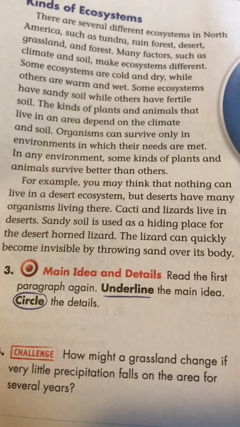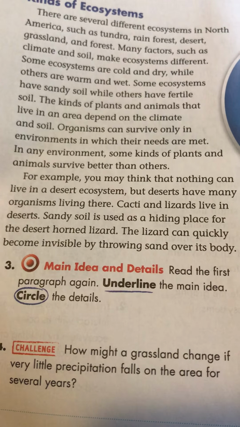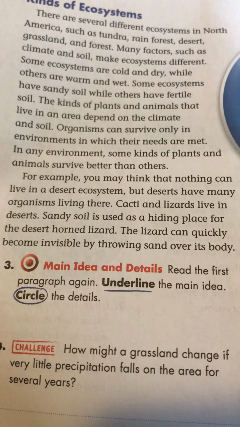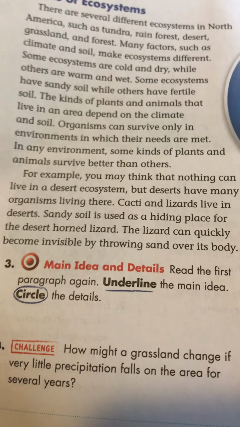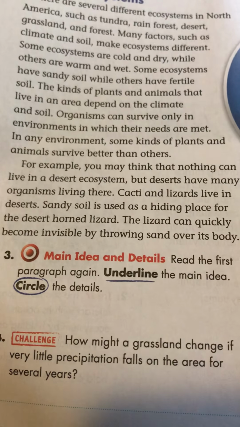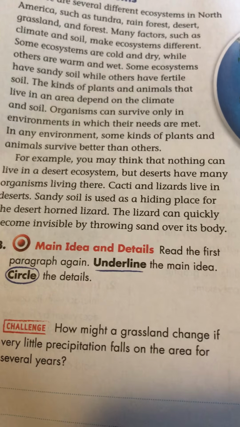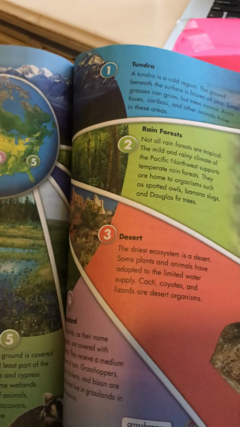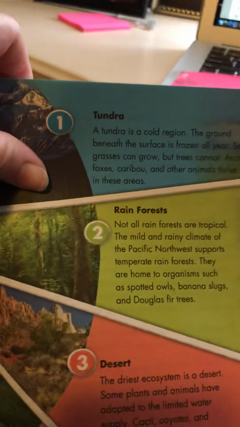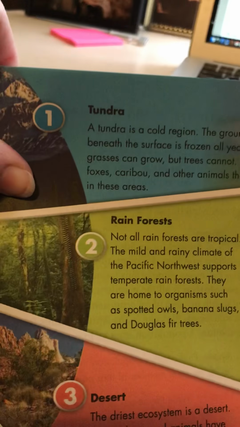For example, you may think that nothing can live in a desert ecosystem, but deserts have many organisms living there. Cacti and lizards live in deserts. Sandy soil is used as a hiding place for the desert horned lizard. The lizard can quickly become invisible by throwing sand over its body. Okay. I'll just pan out and let you see. Now this book is online in Pearson, just like we have our reading series there. So if you have a Pearson account, I'm sure you can get into this science story.